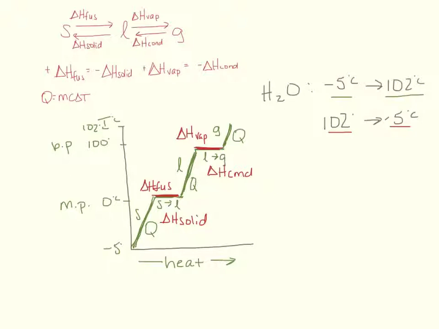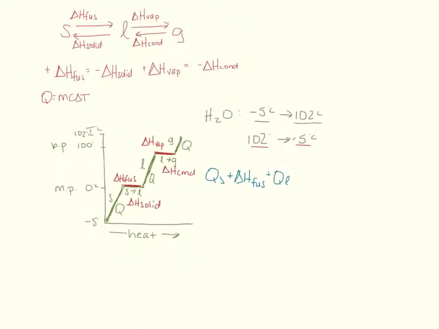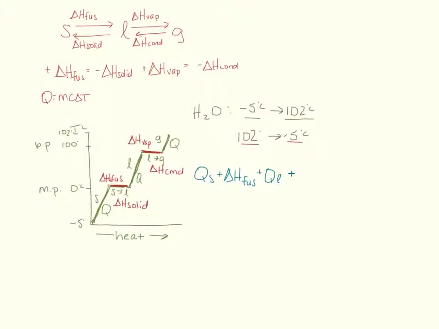If I had to find the total energy for this temperature change of water from -5 to 102 degrees Celsius, I would have to take my Q of my solid phase plus, and again, I'm going from -5 to 102, so I'm working up, I'm absorbing energy. The Q of my solid phase plus my delta H fusion plus the Q of my liquid phase. I'm going to run out of room here. The Q of my liquid phase plus my delta H vap plus the Q of my gas phase. So I'd find each one of those pieces, add them all up, and I would get the total energy involved as I move water from -5 degrees Celsius to 102 degrees Celsius.